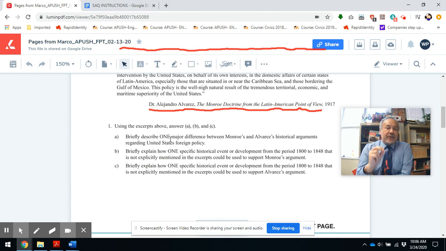Whether it's just one part, two parts, or three parts, I would scan or read briefly over all three parts. Briefly describe one major difference between Monroe's and Alvarez's historical arguments regarding the United States. Briefly explain how one specific historical event between 1800 and 1848... Wow, I'm a little bit worried about that because nothing comes to my mind initially. Anyway, I'm moving on because I only have 45 minutes. Briefly explain how one specific historical event or development from the period supports Alvarez's argument.